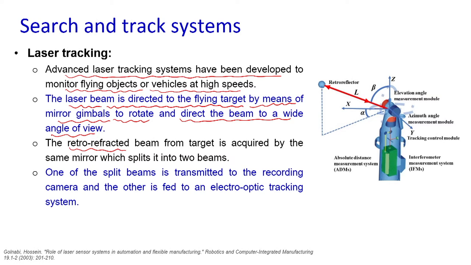So now there is retro-reflection. There would be reflection of the beam from the part, and that would be acquired by the same mirror, which splits it into two beams. So when we are getting the reflection on the mirror gimbal, there is a splitting of that beam at the mirror. One of the split beams is transmitted to the recording camera, and the other is fed to an electro-optic tracking system. So once we are getting the split beams, one would be at the camera itself, and the other one at the electro-optic tracking system. Based upon the calculations and the speed or the time that we are getting from the split beams coming to the electro-optic system and the recording camera, we can easily track or recognize the parts which are moving on the shop floor.